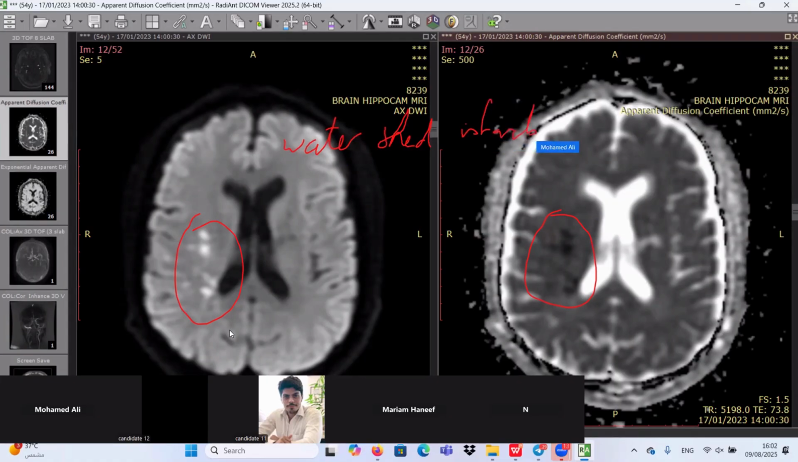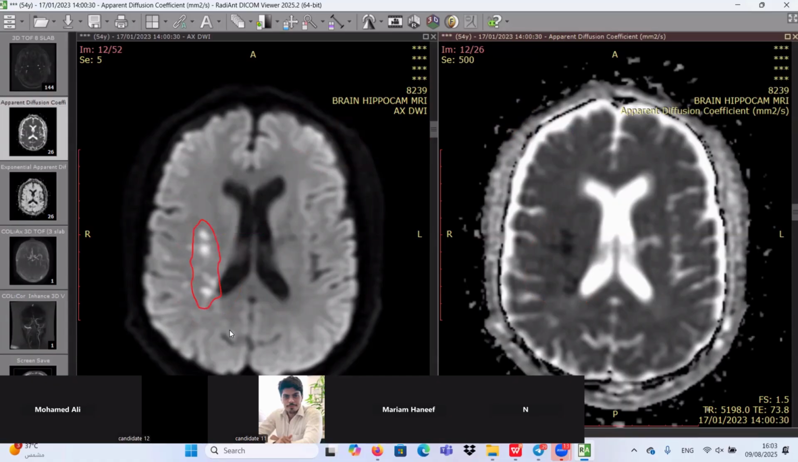Watershed infarcts. We have two types of watershed infarcts, external and internal. External at these areas. This is the external between the territory of the ACA and MCA, for example, or the territory between the MCA and the PCA. This is cortical based, cortical and subcortical. But if we have something like a string of pearls, this is the descriptive term for this area.